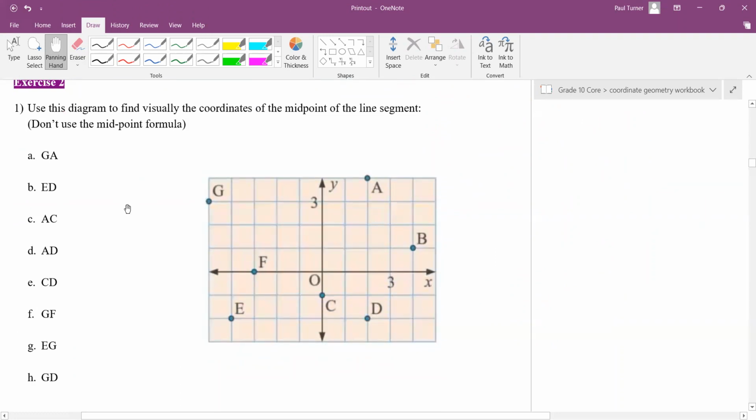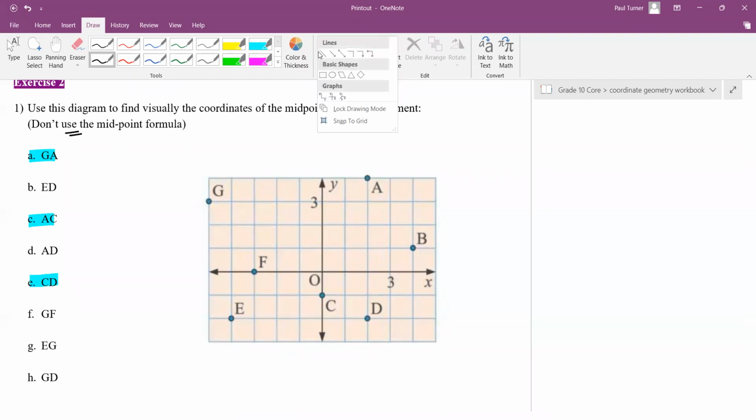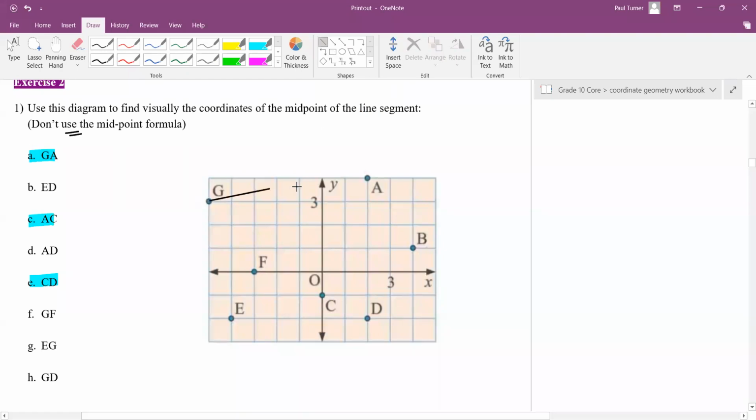So in the first exercise, we might just do a couple. Let's just pick those ones out. So we've got to find the midpoint between G and A. So let's look at that. G here is here and GA is there. So how can you do it without using the formula? So I guess I should try and draw a line. Okay, from there to there.